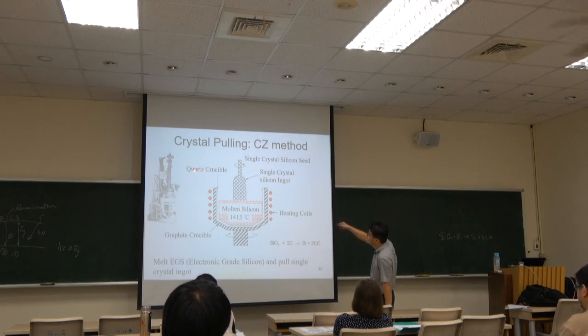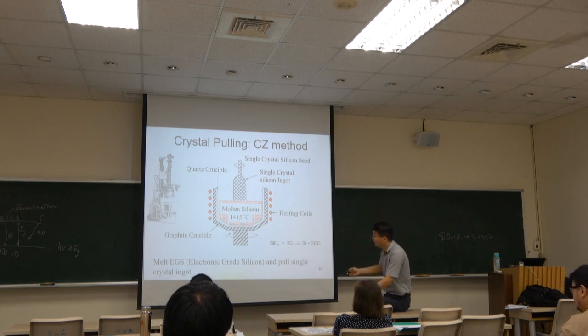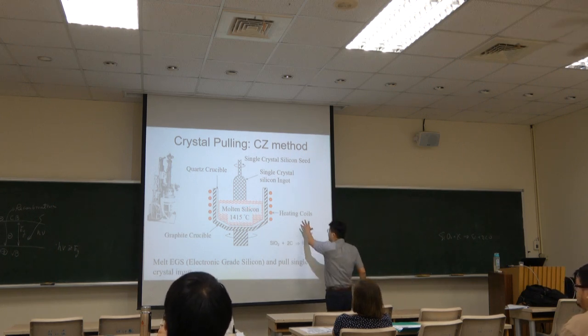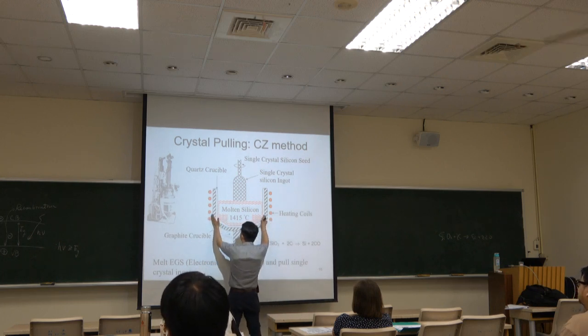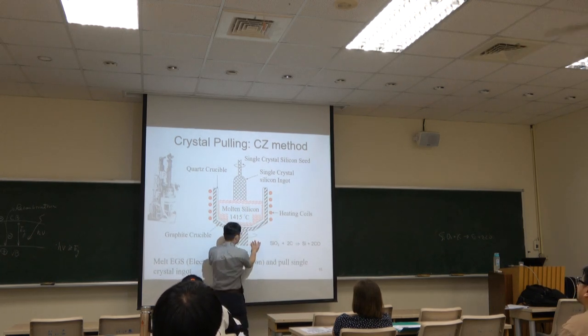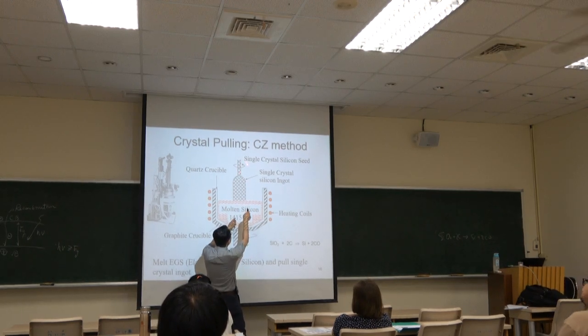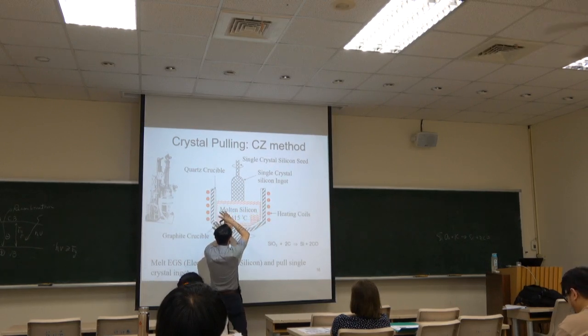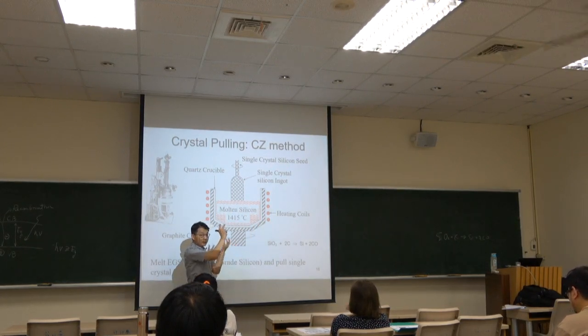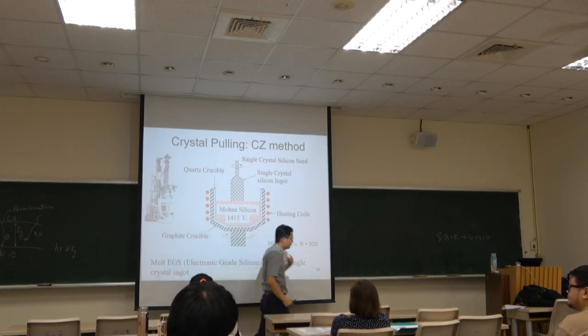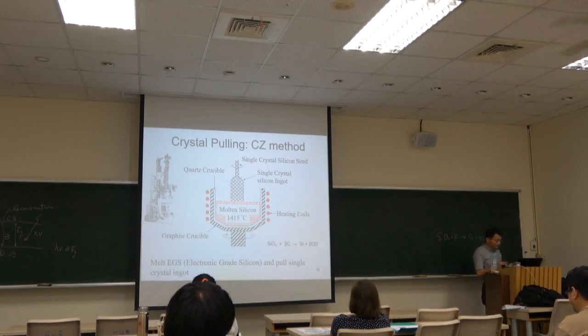So you can see, for example, we have the quartz crucible, and then the molten silicon temperature usually is over 1,400 degrees. And this is the heating coil, and this is the overall furnace. You can see this rotates this way, and there's an ingot here. The single crystal silicon seed rotates the other way, the opposite side. So let's see the video. This is quite interesting.